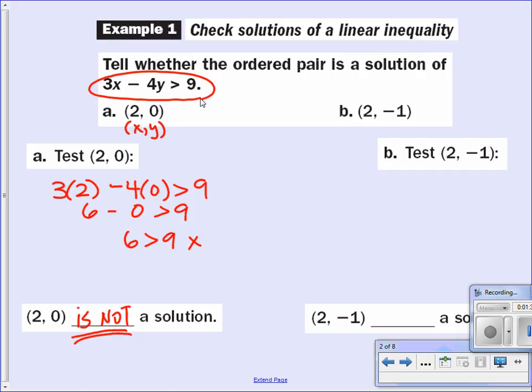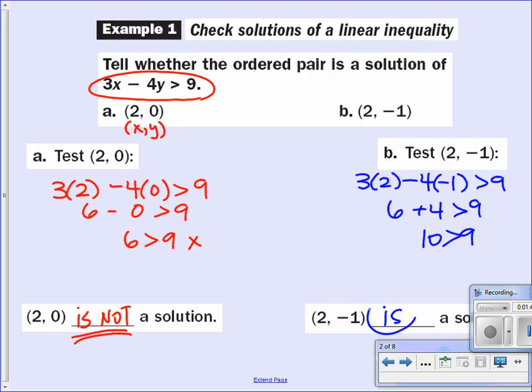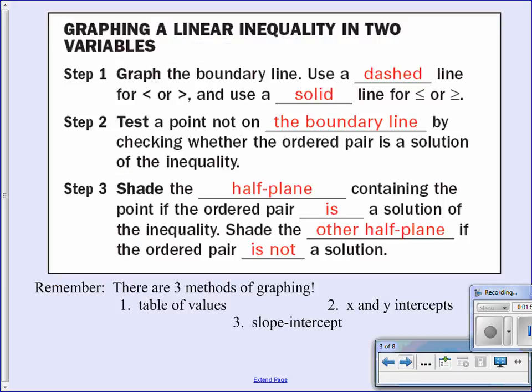The ordered pair 2, negative 1: minus 4 times negative 1, is that greater than 9? Well, it's 6 plus 4. And in this case, yes, it is a solution. 2, negative 1 would be considered a solution to this inequality because it makes the inequality true. How are we going to use that? I will show you here in a second.